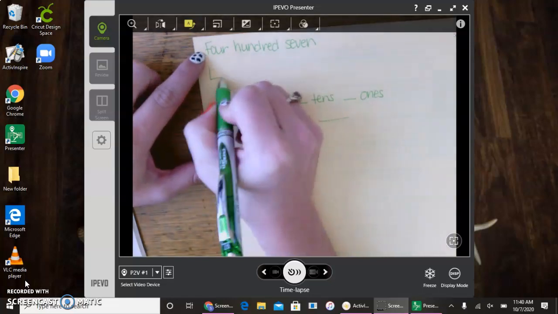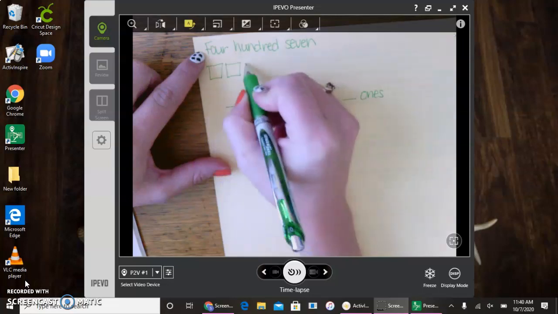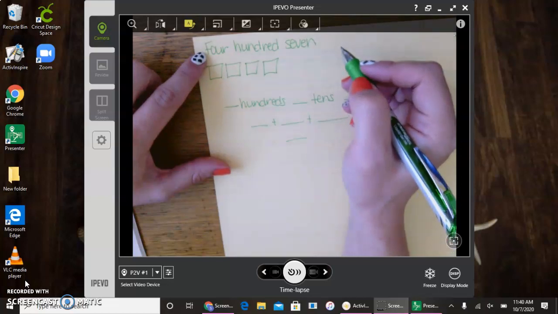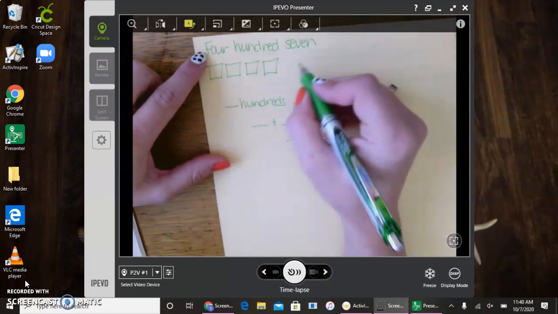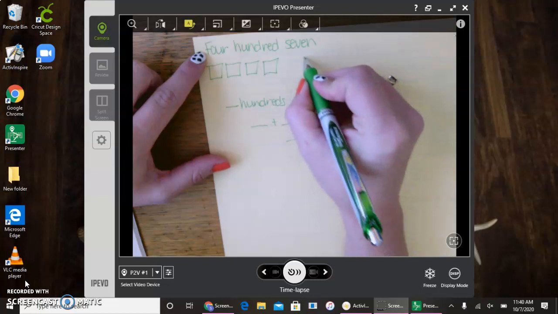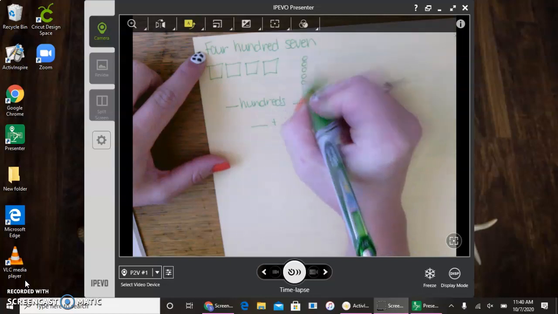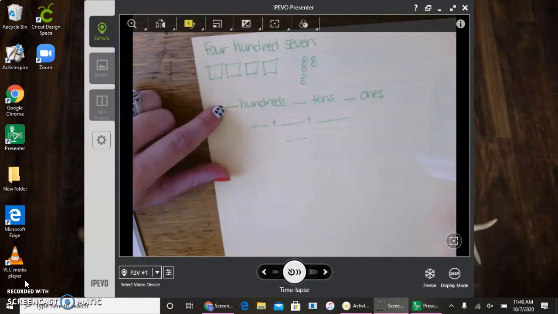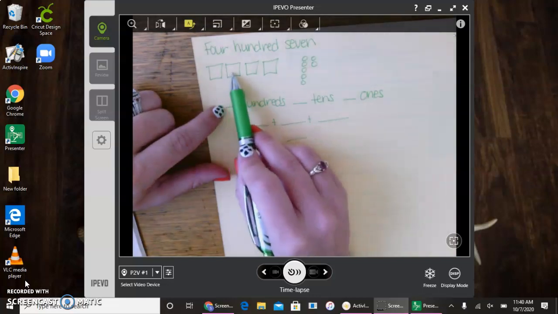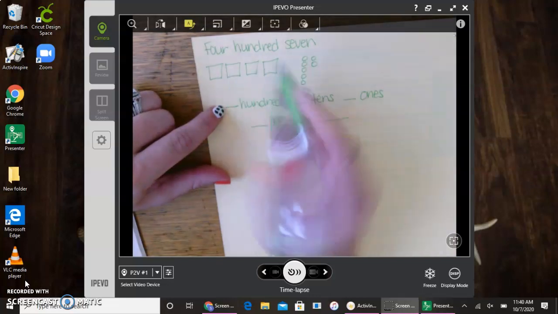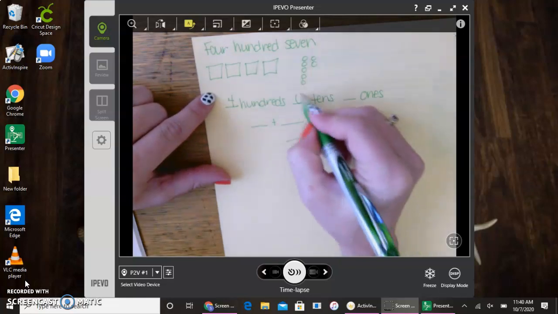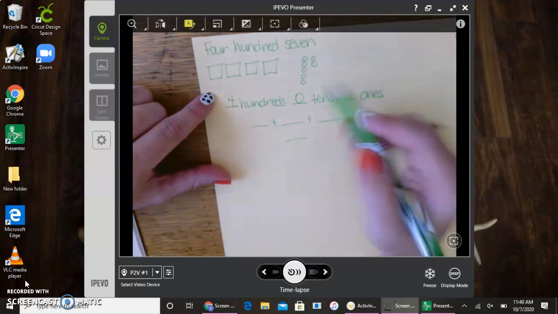So I have 4 hundreds. It doesn't say any tens, so I'm not going to draw any tens, but I'm going to have 7 ones. After I draw my picture, I'm going to go down here and write how many hundreds I drew. So I had 1, 2, 3, 4 hundreds. No tens in my picture, so I'm going to put a 0, and we had 7 ones.